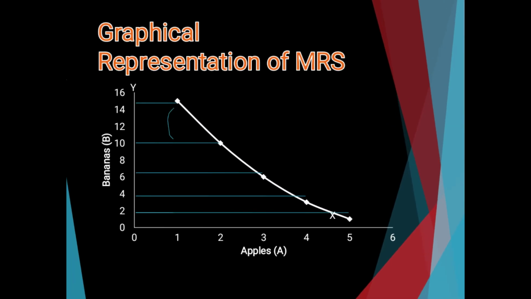Now the graphical presentation of MRS. As we studied earlier, the MRS slope is always downward sloping. On the y-axis we take banana, and on the x-axis we have the commodity apple. When we plot these points in a graph, we get a declining MRS.